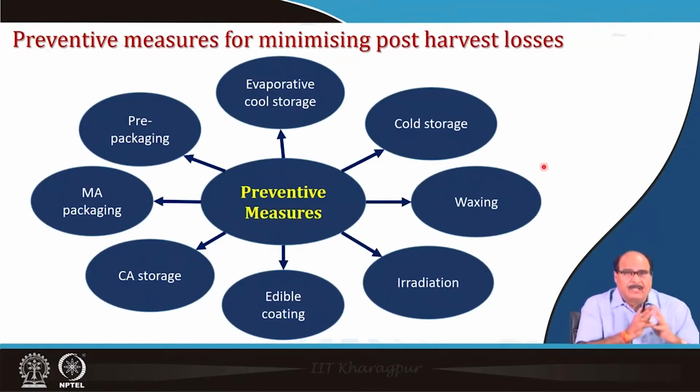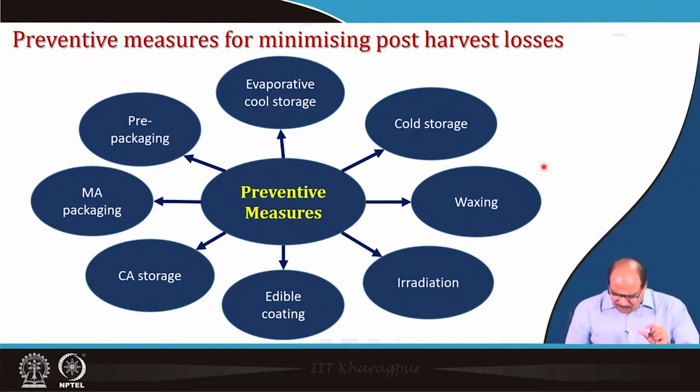So, these were the things. Now, let us see what are the various preventive measures for minimizing these post-harvest losses, and these are very, very important. In fact, in 1 week we will devote mostly to these various preventive measures. Different classes will be taken, in detail, on their principles, how they are operated, how they influence. But here I will tell you about cold storage, waxing, irradiation, edible coating, controlled atmosphere storage, modified atmosphere packaging, pre-packing or evaporative cool storage, etc. Some of the important factors or methods by which we can prevent losses.